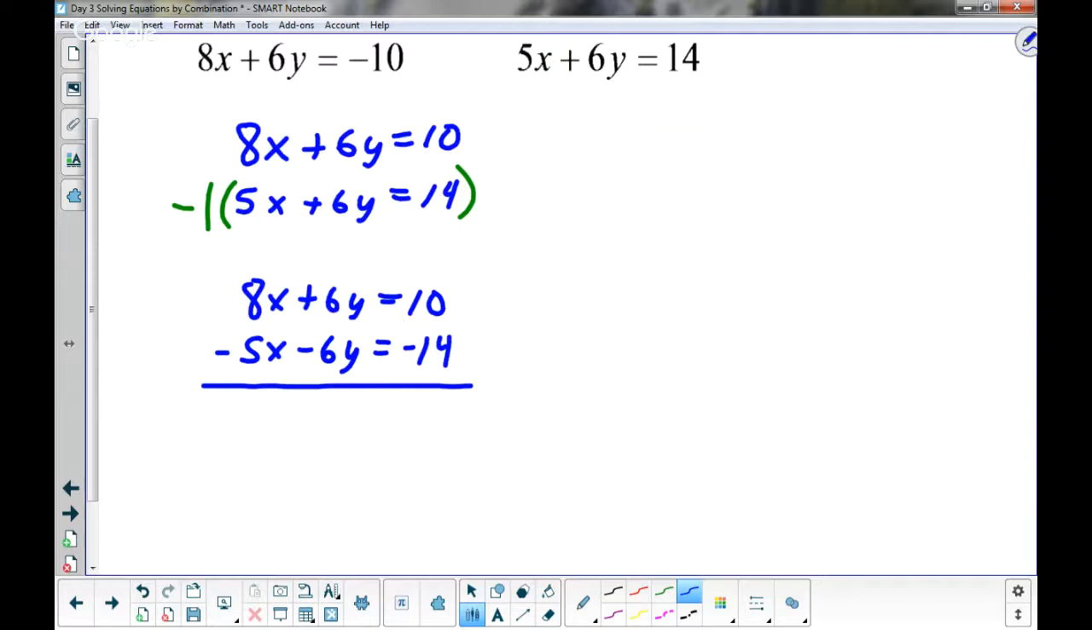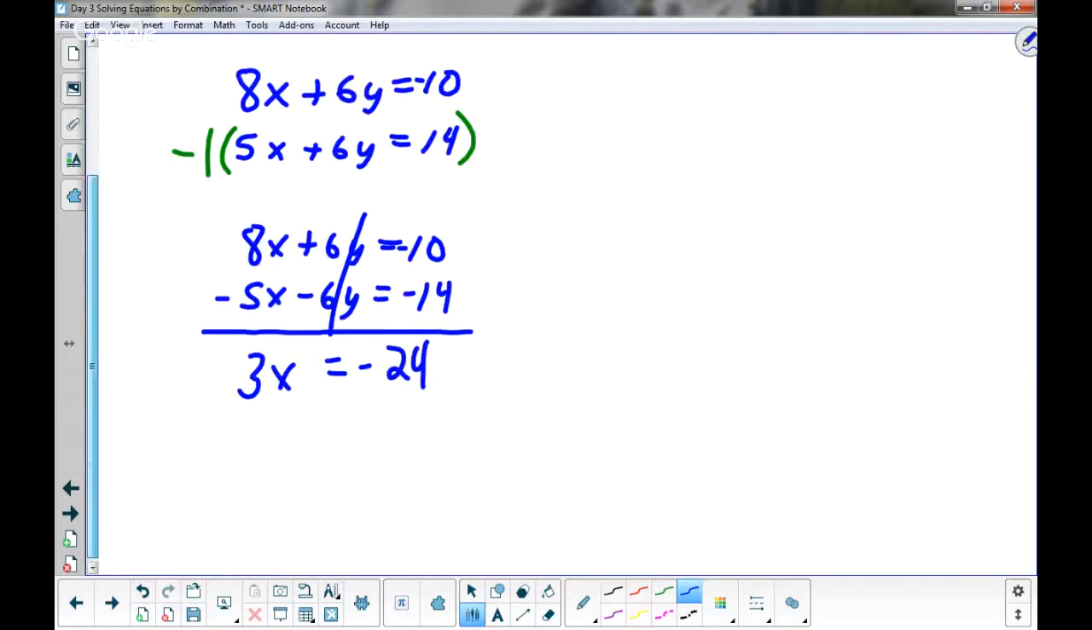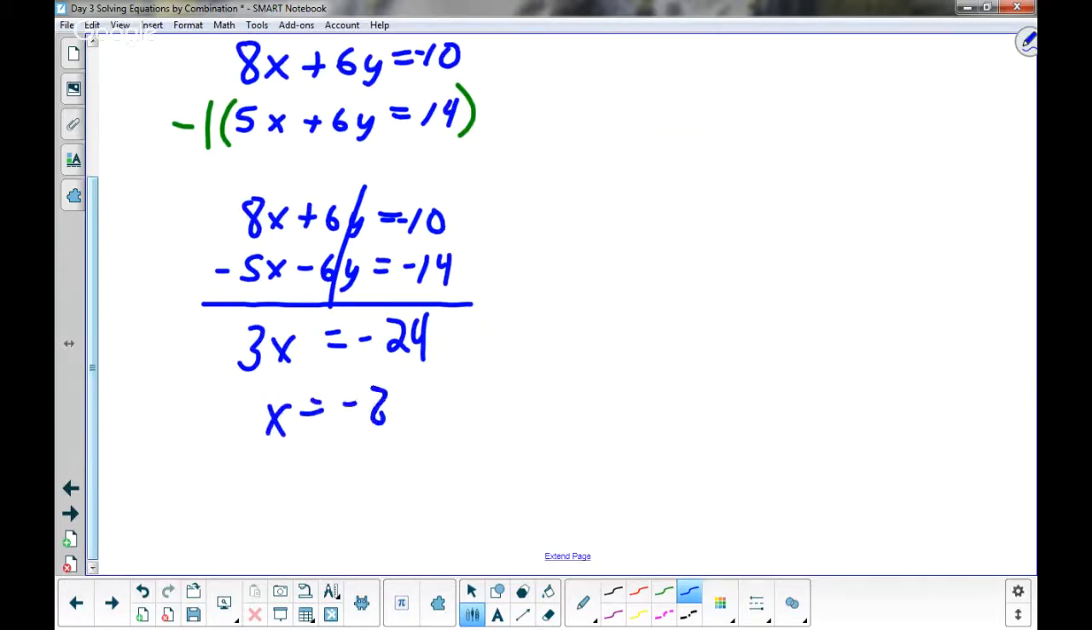All right. Combine like terms, combine the sentences. 8x minus 5x is 3x. 6y minus 6y is 0. And that should be -10, not +10, sorry. And then -10 minus 14 is -24. And so we divide by 3, and we get x equals -8.